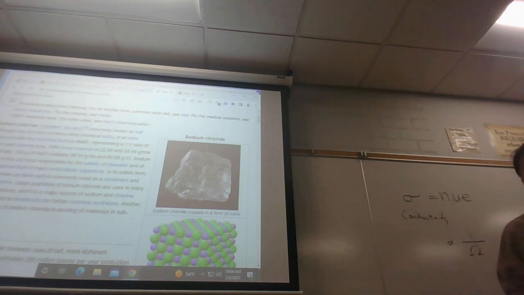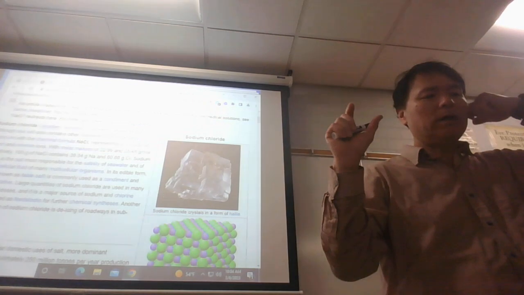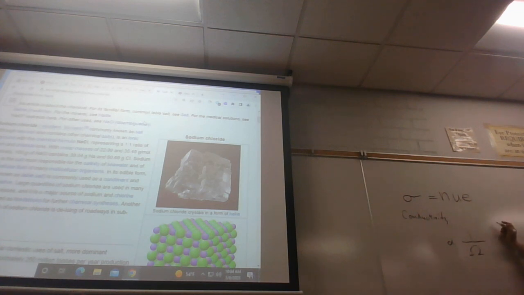So we have two definitions. If you're working with these, we have two types of conductors. We have electronic conductors.